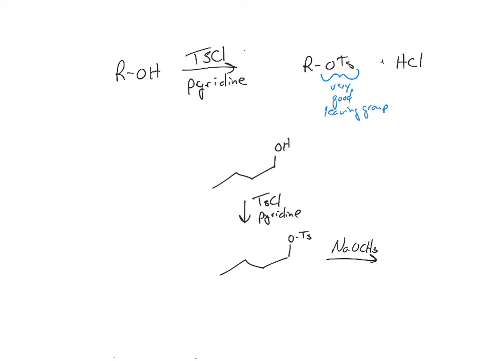We can substitute in this case. The nucleophile in this case that's going to substitute is what? OCH3. So I would just get substitution. I could use sodium bromide if I wanted to. If I want to replace that with a Br, in this case, the bromide is the nucleophile. So I just substitute the Br on there.